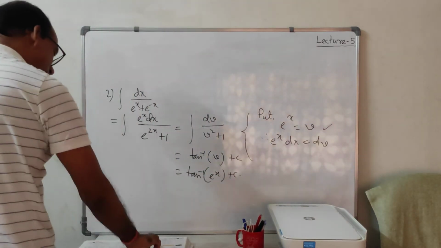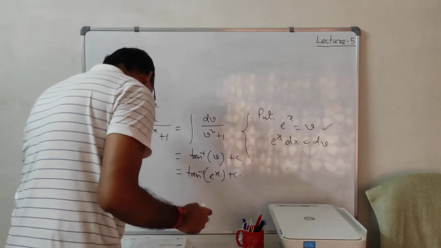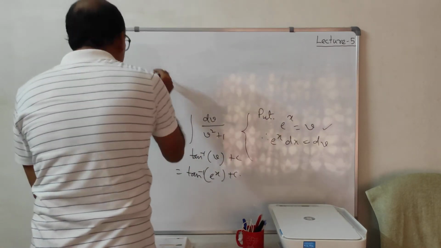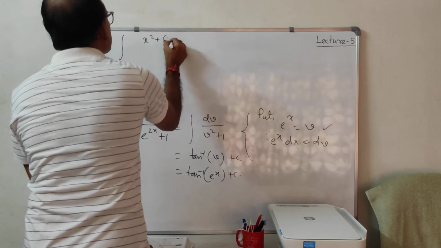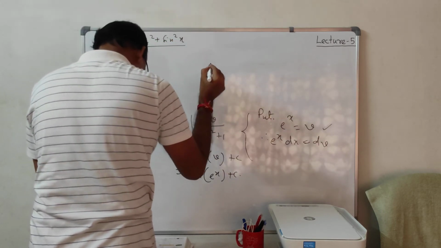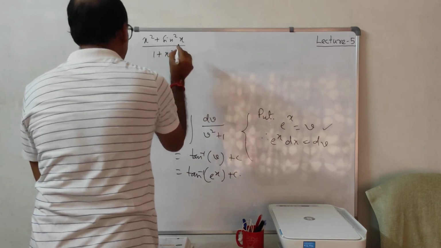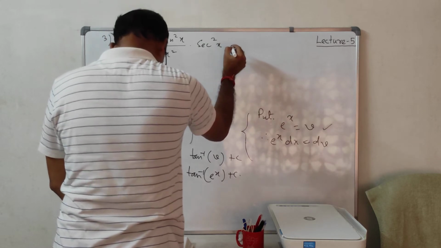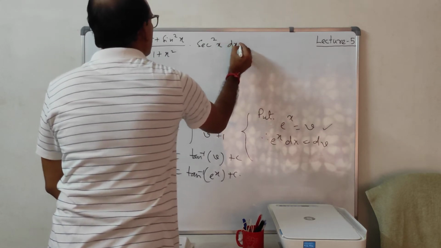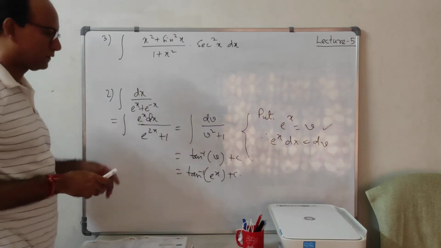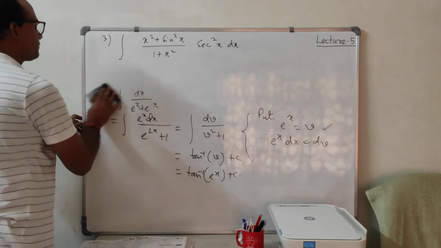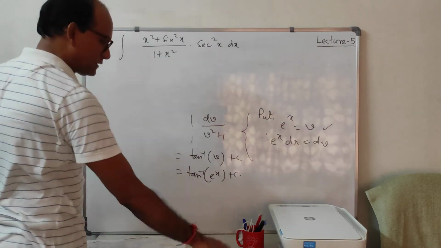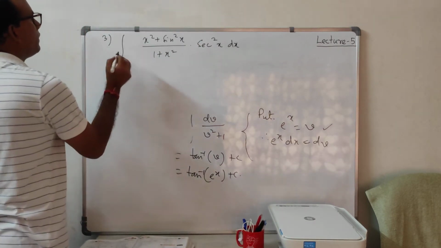Okay. Next, I am taking this problem: integration of (x square plus sine square x) divided by (1 plus x square) into sec square x dx. So just part it into two integrals. See how to do that?